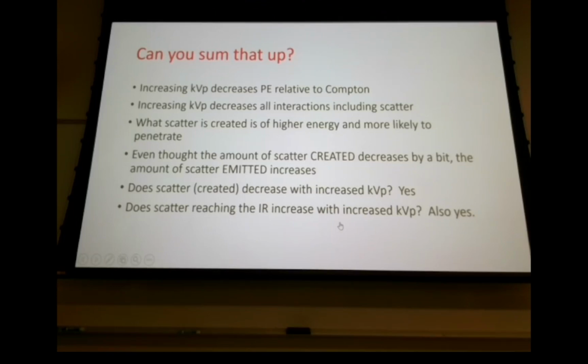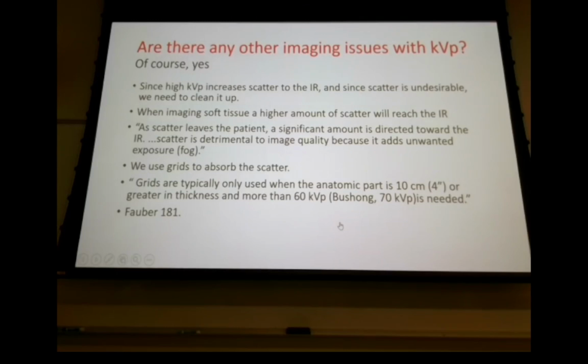All right, so we're running out of time. So let's get to the other stuff, because I really think that last two slides we've covered pretty much in detail. All right, so are there other things that we have to know about kVp? And the answer is yeah. Since high kVp increases scatter to the image receptor, we've got to deal with it. So we've got to clean it up.